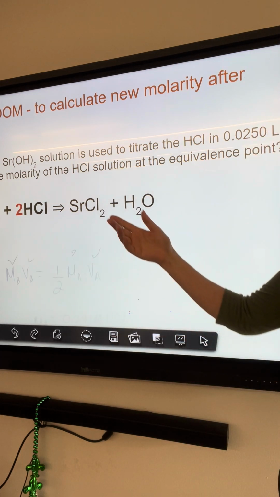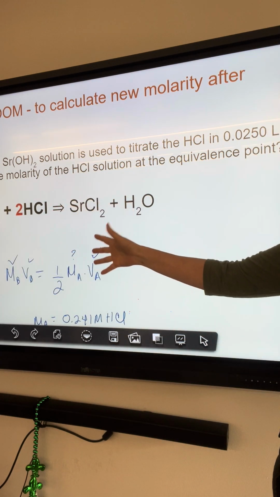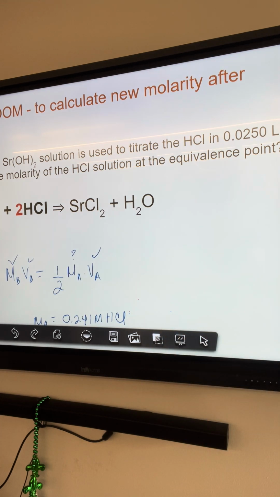This is another one that we could have. Again, it's the exact same thing, the boom boom equation.